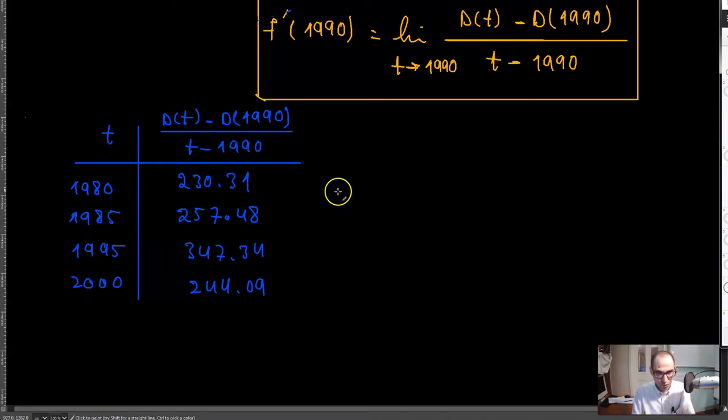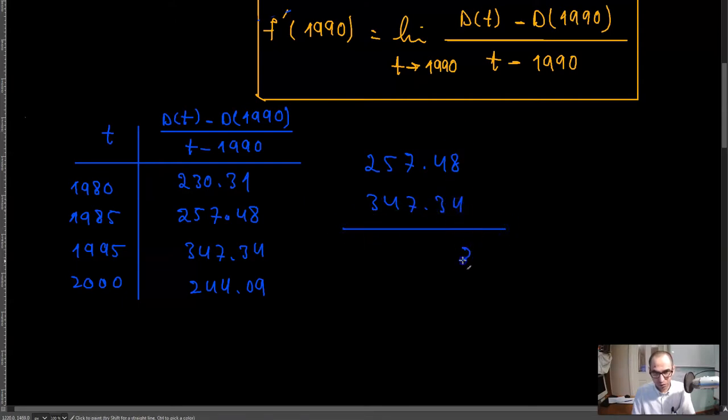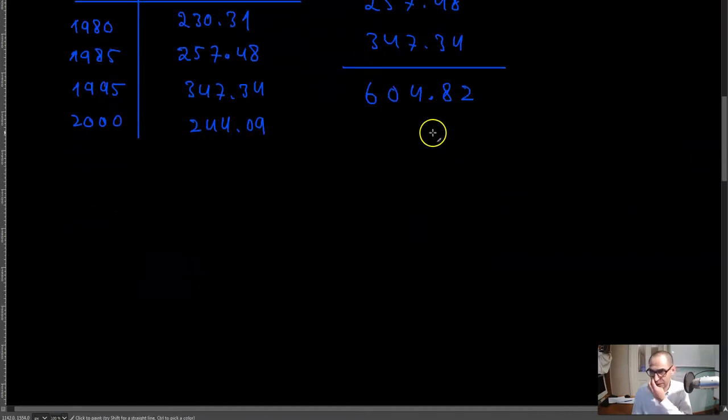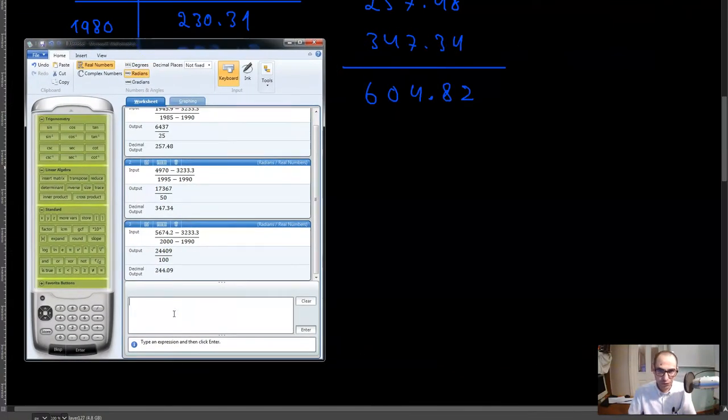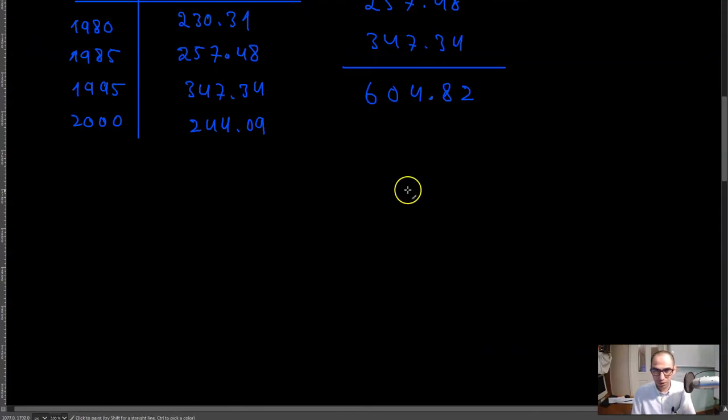And then basically what we can do is take the two slopes and take the average of the two slopes. For example, 257.48, and add to that 347.34. Add these together, and if you divide this by 2, you would get something like 604.32 divided by 2, that would be 302.41, right? Which you can call basically 303.